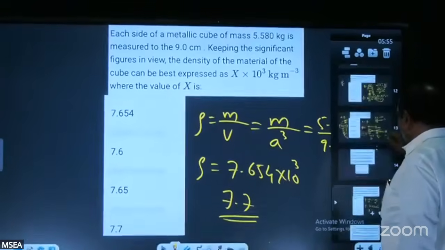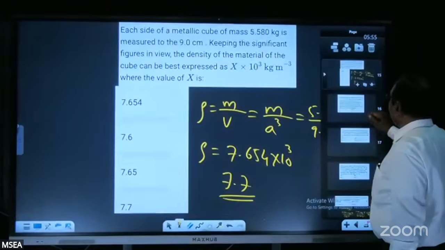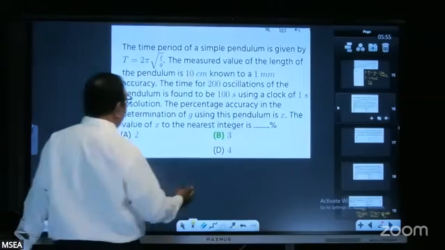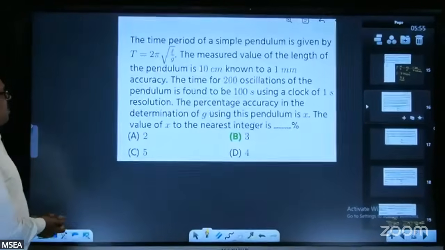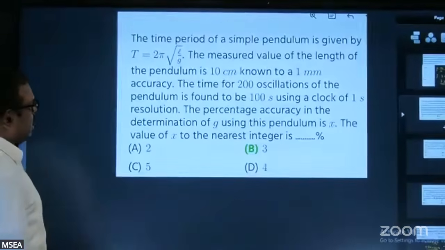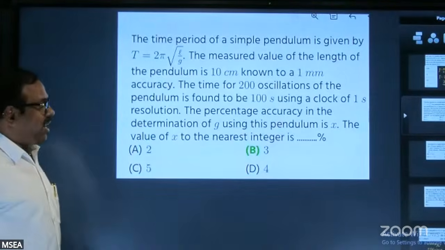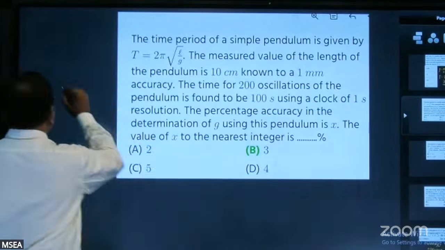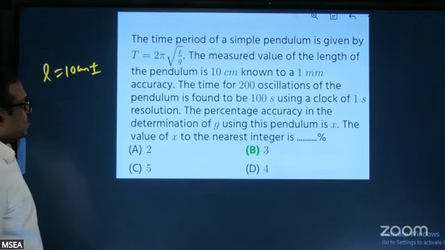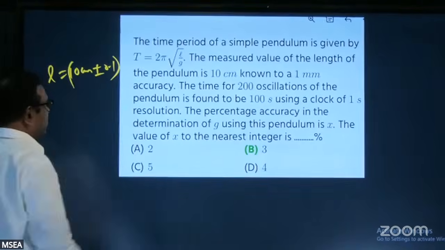Like this we can do the questions simply. Now let us take the next one. The time period of a simple pendulum is given, and the measured value of the length of the pendulum is 10 centimeters, known to 1 millimeter accuracy. 1 millimeter accuracy means the error, so length is 10 centimeters plus or minus 0.1 centimeters.